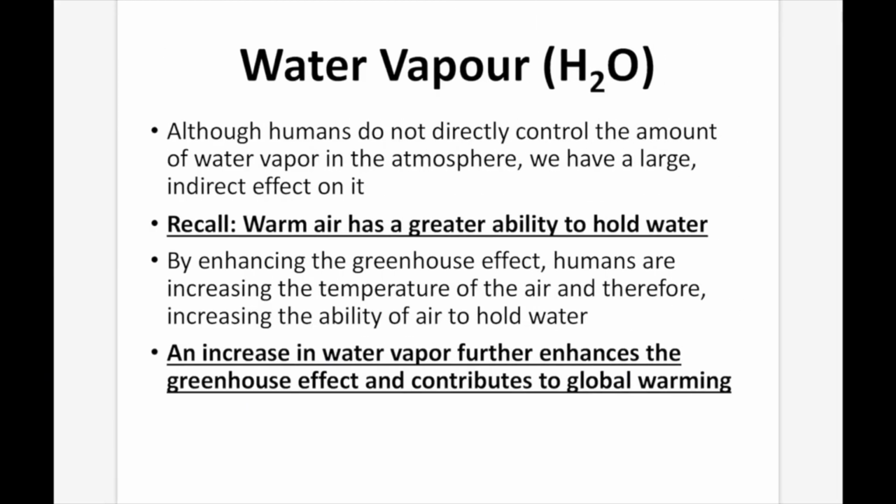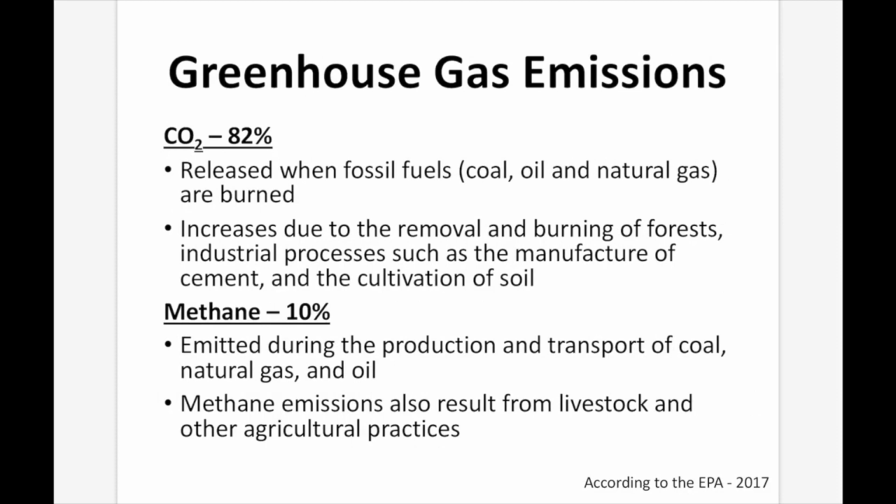Although we don't contribute directly to the amount of water vapor in the air, we do have a large indirect effect on it. So if you recall, warm air has a greater ability to hold water. That's why in the summer, it can be a lot more humid than in the winter when it's a lot drier. So by enhancing the greenhouse effect by other means, like pumping out CO2 into the atmosphere, we're increasing the overall temperature of the air and therefore increasing its ability to hold water. As we increase the temperature of the air, we're going to increase the amount of water vapor that can be trapped, and as we increase the amount of water vapor, we're going to further enhance the greenhouse effect and contribute to global warming.